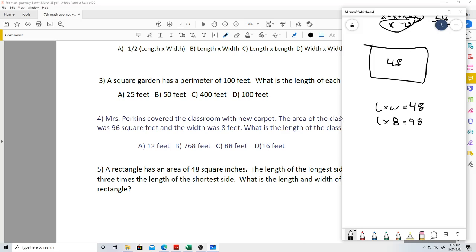So if we have times 8, what's the opposite of times 8? Divide by 8. Oh, I see. My finger keeps hitting a button down there and it pauses the pen or some weird thing. All right, 8 divided by 8 is 1. So we have L equals, and then what is 48 divided by 8? 5, 4, 3, 2, 1. Nah, it's not 0, it's 6.